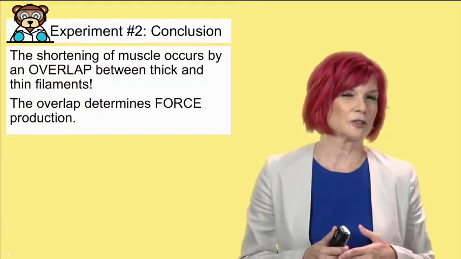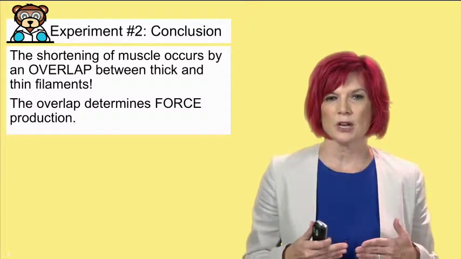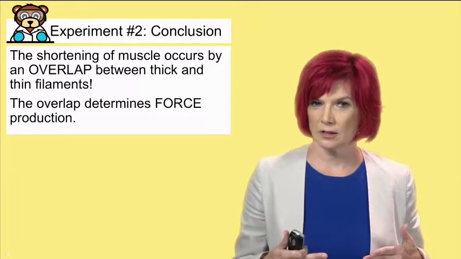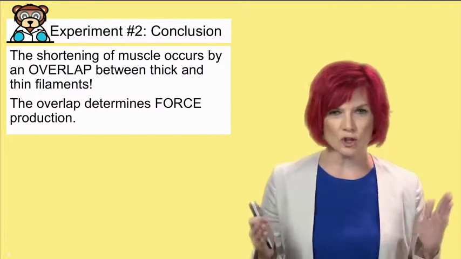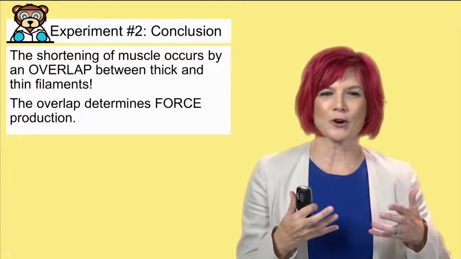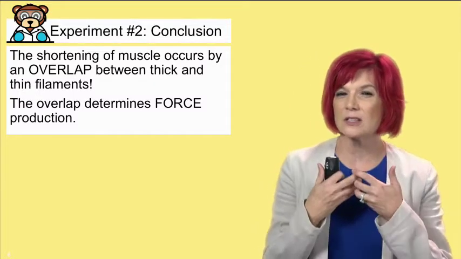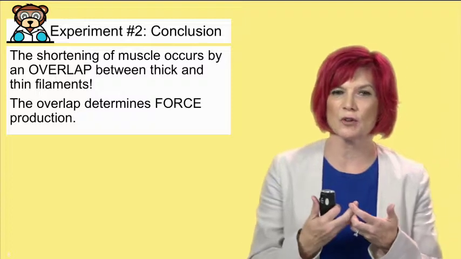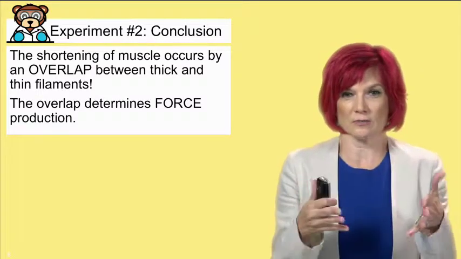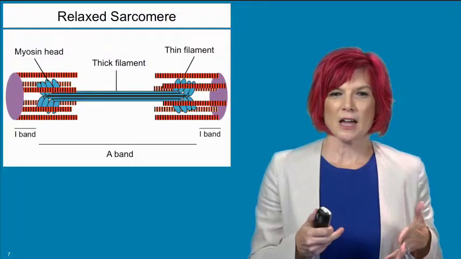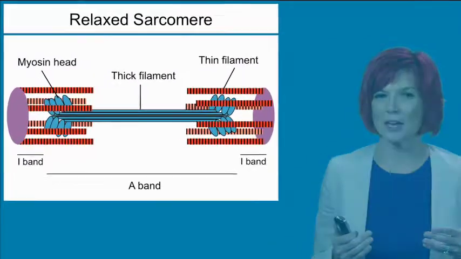So, the conclusions from those experiments were that there was a relationship between the sarcomere length and the force-generating capacity, such that the shortening of skeletal muscle occurred by an overlap between those thick and thin filaments, and that it was the overlap that was generating the force that is needed to contract in skeletal muscle. And I'm going to show you now a few illustrations, and you can play with these at home.